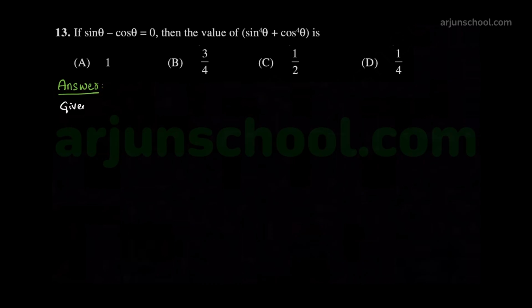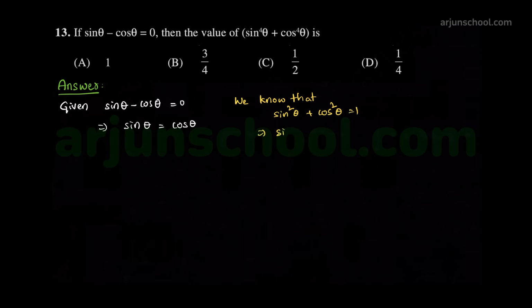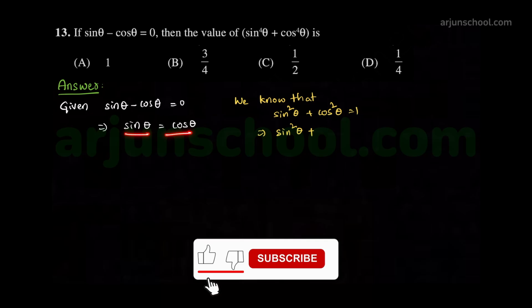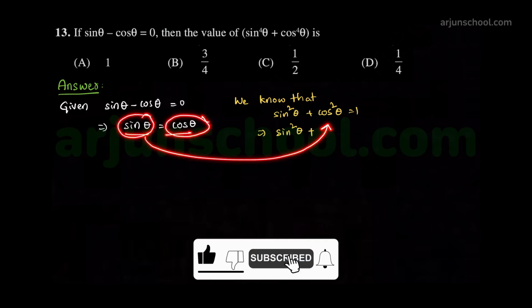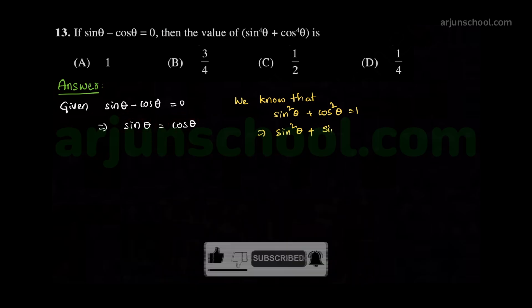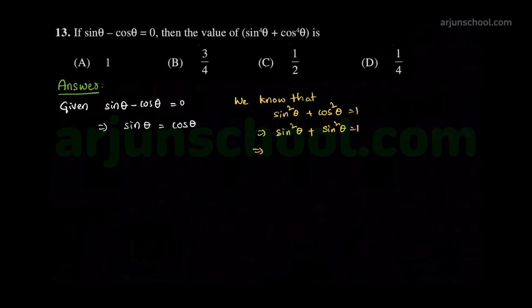We are given that sin theta minus cos theta is equal to 0. We can write it as sin theta is equal to cos theta. We know that sin square theta plus cos square theta is equal to 1. That implies sin square theta plus, we can substitute sin theta in place of cos theta, sin square theta is equal to 1.